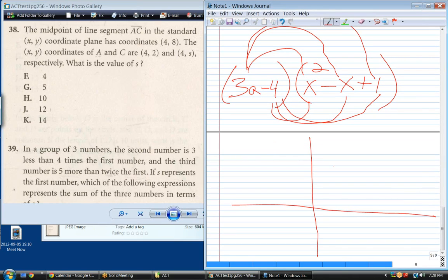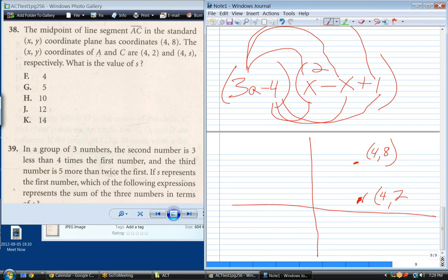The midpoint is at 4, 8. I'm going to make 4, 8 right there. The ends of this line are 4, 2. So 4, 2 must be about there, right?